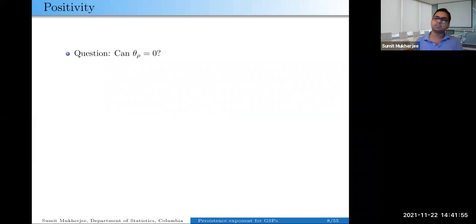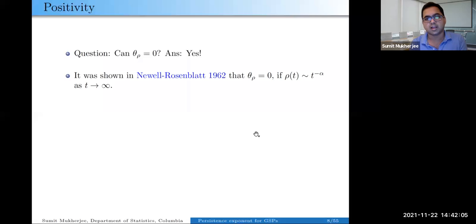So the other extreme, can it be 0? As it turns out, it can. So it's possible for this exponent to be 0, right? So it was shown in this very early paper in the 60s using Slepian's lemma that if your correlation is non-negative, and there are some other mild assumptions, but mostly if the correlation decays like t to the minus alpha, I should have pointed out here that alpha is between 0 and 1, not alpha larger than 1, then this exponent is 0.